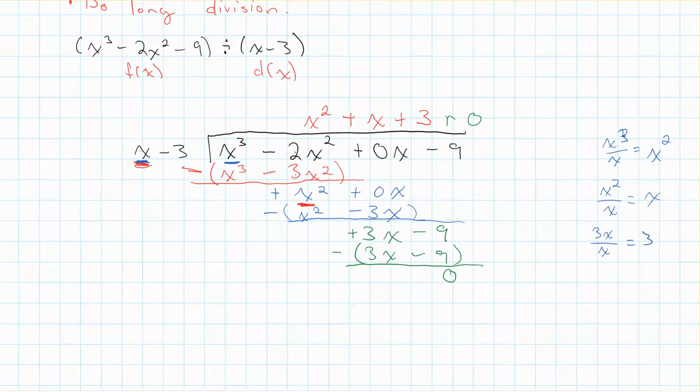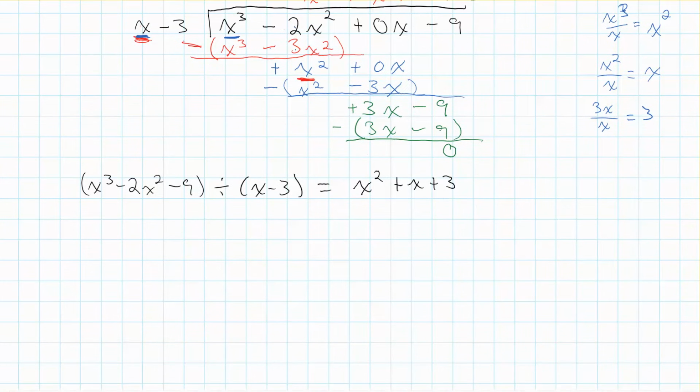Now, let's write our answer. So what do we have here? Well, x cubed minus 2x squared minus 9 divided by x minus 3 is equal to x squared plus x plus 3.